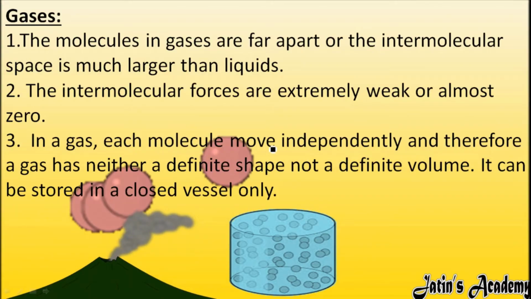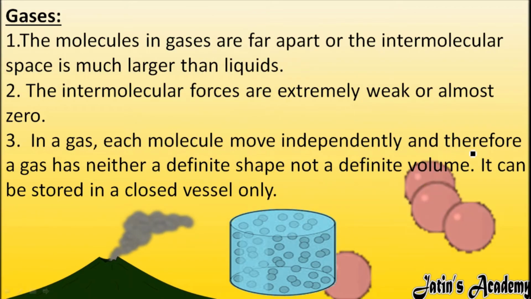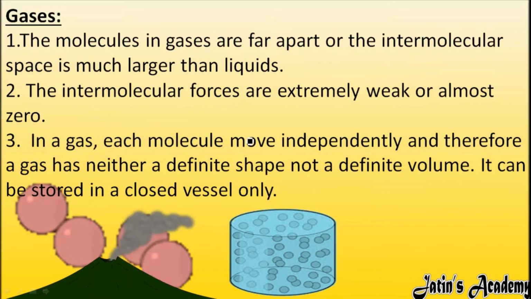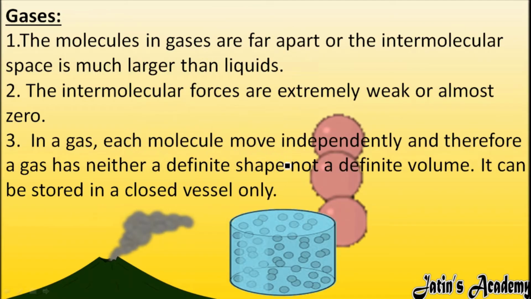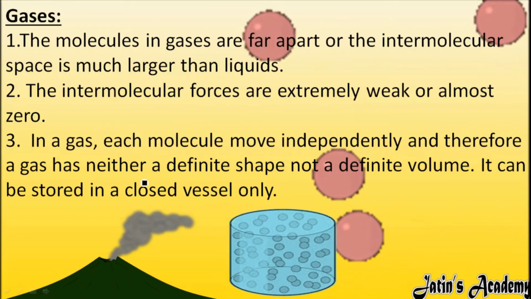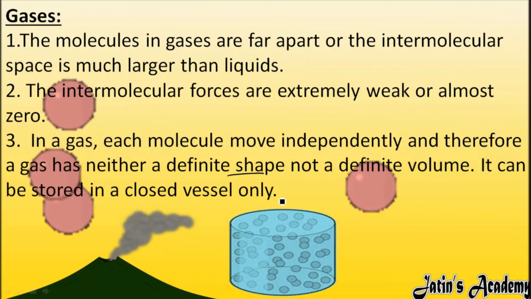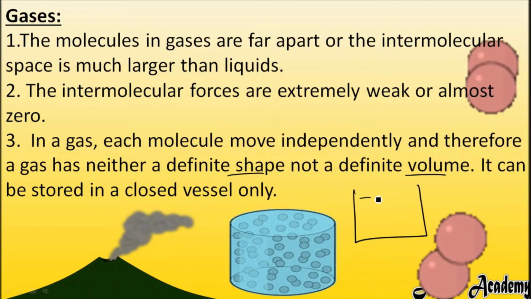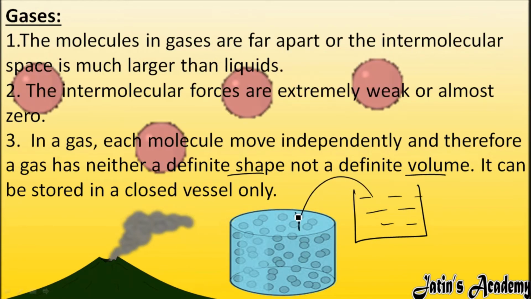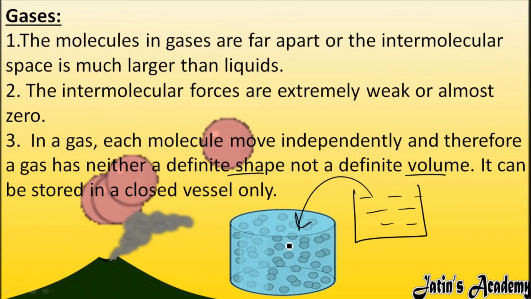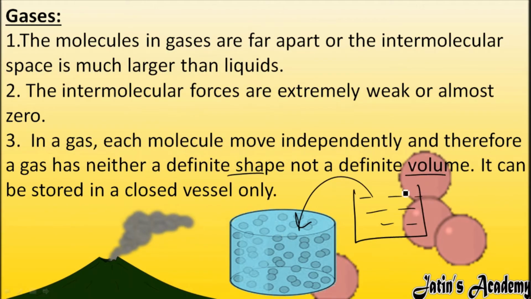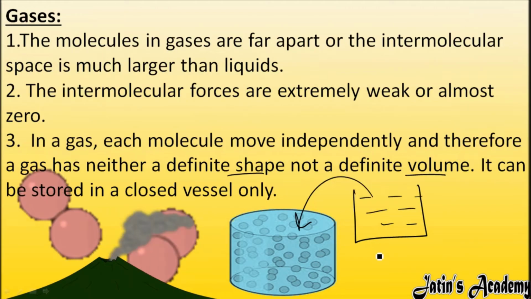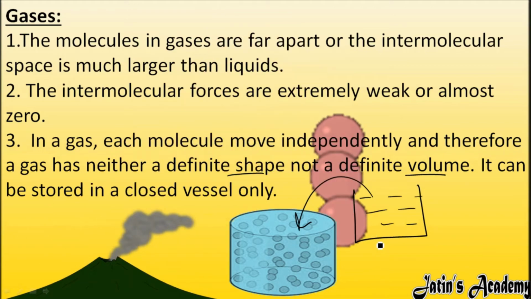In gas, each molecule moves independently, and therefore gas has neither a definite shape nor a definite volume. As you can see, the gas molecules are moving independently here and there. Due to this reason, the gas does not have any kind of definite shape, plus gas does not have definite volume also. If I contain the gas in this vessel, here the volume is different, but the same amount of gas is going to occupy this volume also. So the volume of the gas is not definite as we are changing the shape of the container.